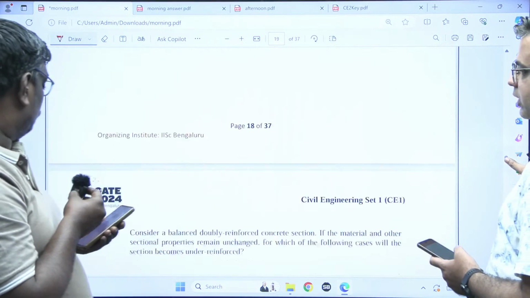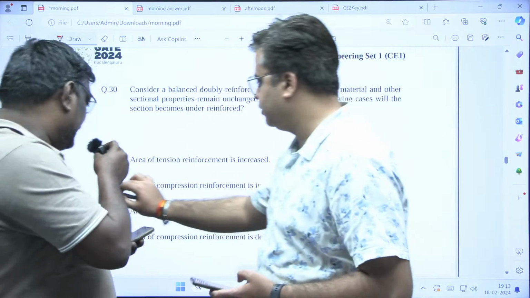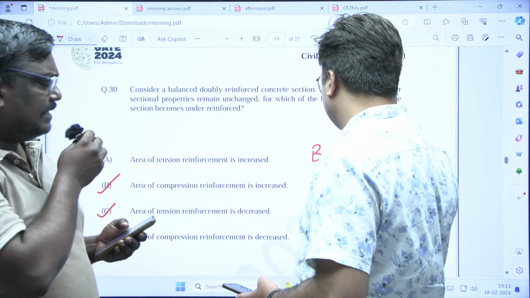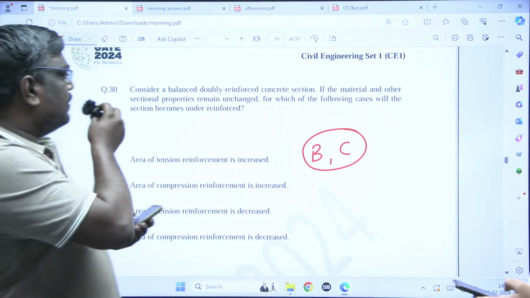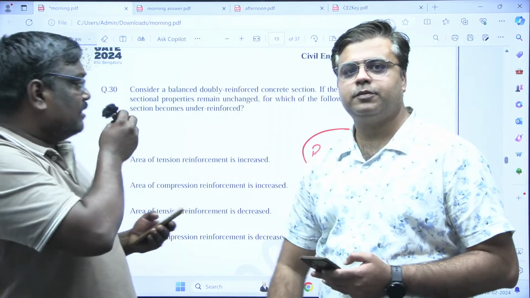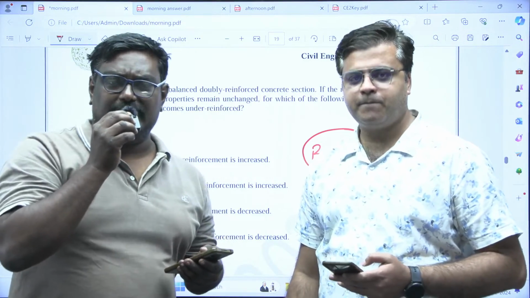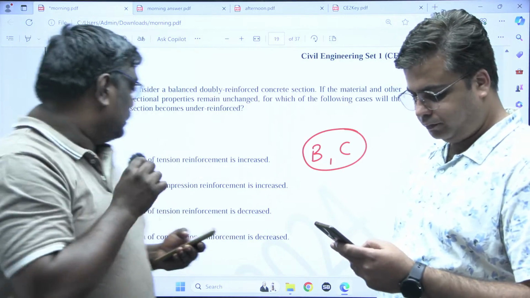Coming to question number 30: B and C, area of compression reinforcement increased and area of tension reinforcement decreased. You can write option B and C. Consider a balanced doubly reinforced section, if the material and other properties remain unchanged, which of the following cases will become under reinforced? Here you have to increase the steel on the compression side and decrease the steel on the tension side.